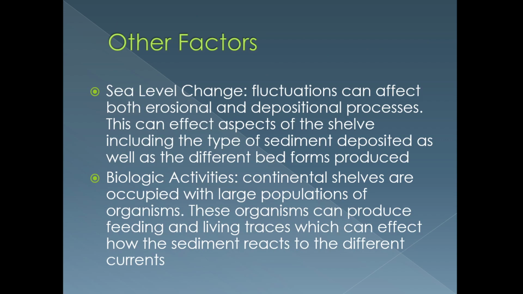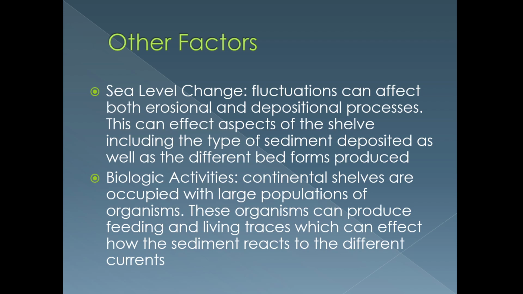Finally, two different factors that can affect the coastal shelf include sea level change and biological activities. Sea level change can affect the fluctuation of erosion and depositional amounts of sedimentation and processes. This affects the shelf and can allow for different bed forms to be formed and then completely erased, depending on the amount of sediment that's being inputted and the current types.